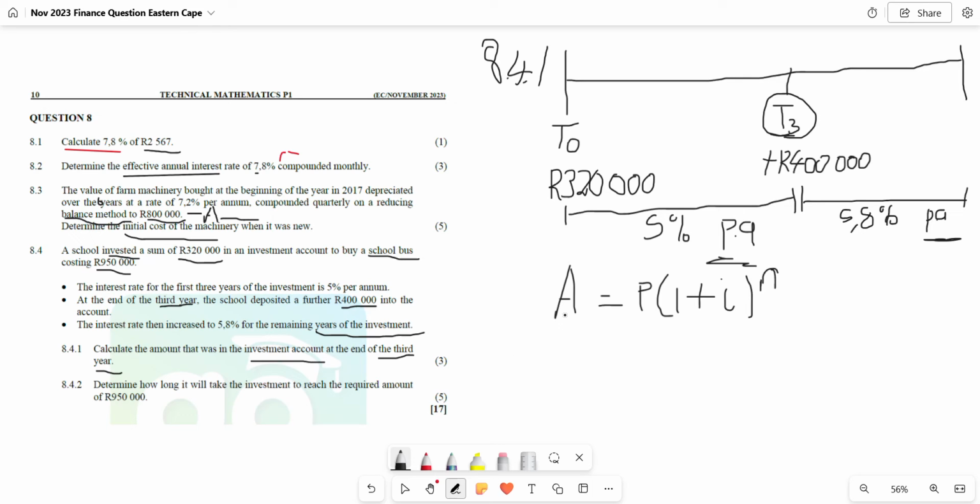Then A is the accumulated amount. You get it at the end of the investment. Therefore, we want to know at the end of the investment, which is T3, how much the school is going to have. Then A3 is the accumulated amount after a period of 3 years. Initially, the principal amount: how much did the school invest initially? They invested an amount in rands of 320,000 rands.